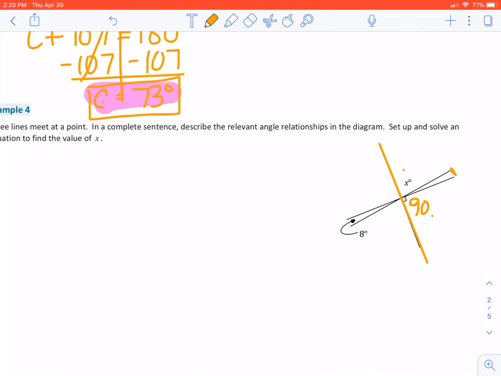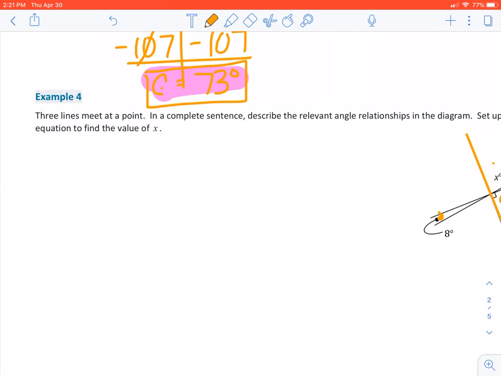Now, if you think back to all of our vocabulary words that we've been learning, one of them is vertical angles. Vertical angles are across from each other. So this angle right here is across from this angle right here. That means they're equal to each other. So this we actually do know, which would be 8 degrees. So now we do have all 3 angles. We have X, we have 8, and we have 90. So let's write our sentence.